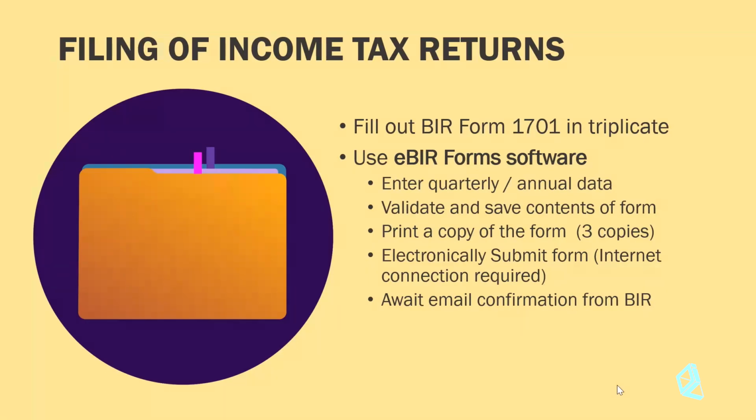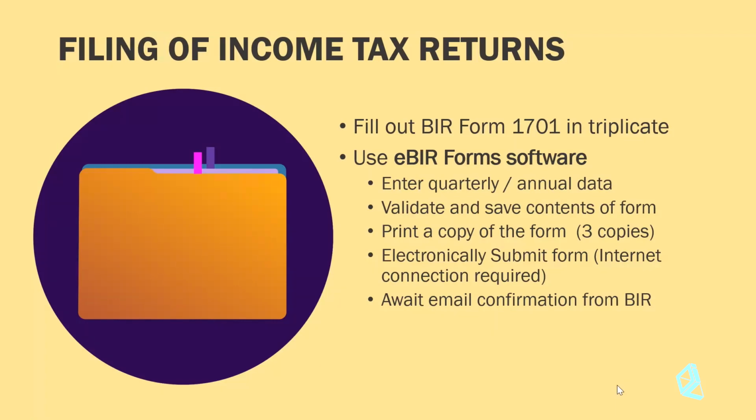Now let's talk about the filing of your income tax returns in more detail. So, if you're filing for your annual income tax return, fill out the BIR Form 1701 in triplicate. And you do this one using the EBIR Form software. So what do you do? You simply download the EBIR Form software, which is available on the BIR website. And we'll also post a link where you could directly download the software.